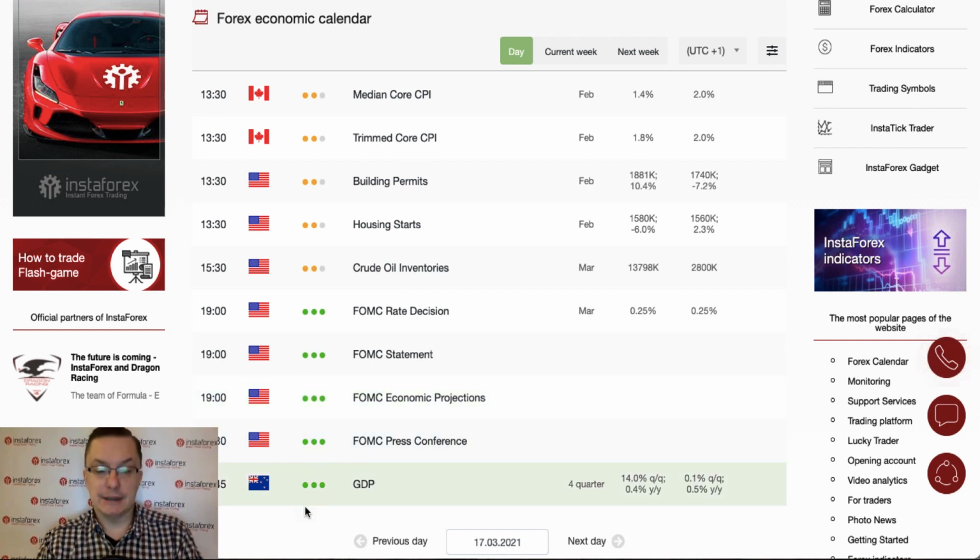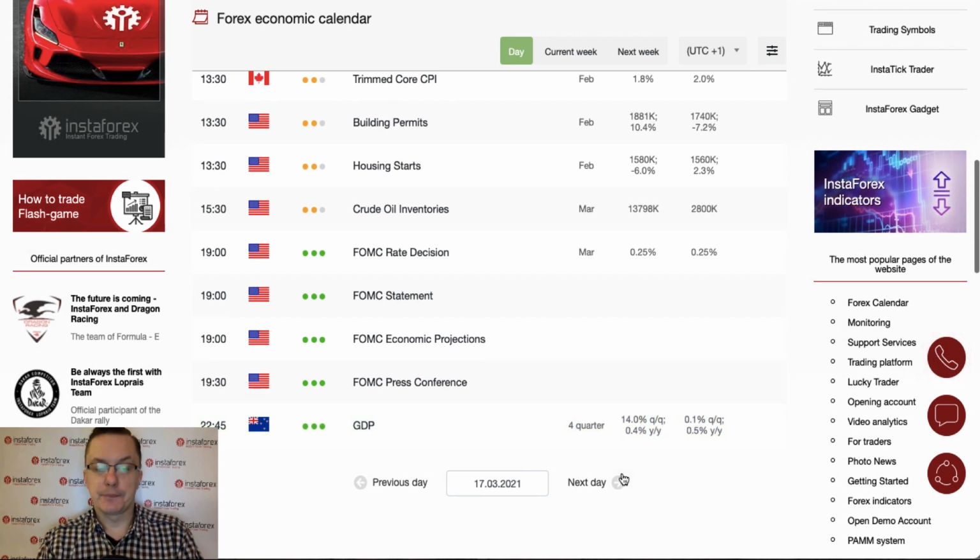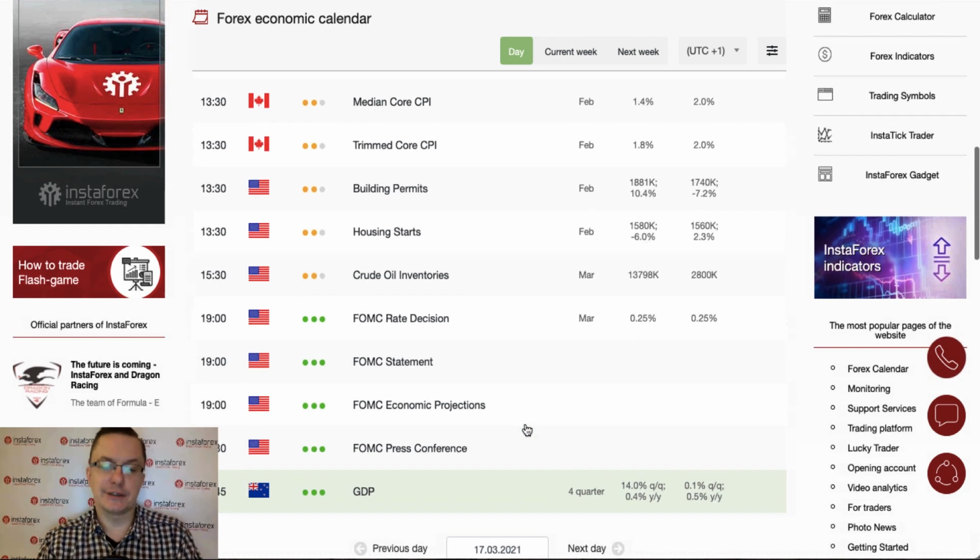And last but not least, the New Zealand GDP is scheduled for release at 11:15 deep in the night. As you can see, it went from 14% to 0.1%, a very big decrease for the fourth quarter in the GDP of New Zealand. So this is interesting data as well.